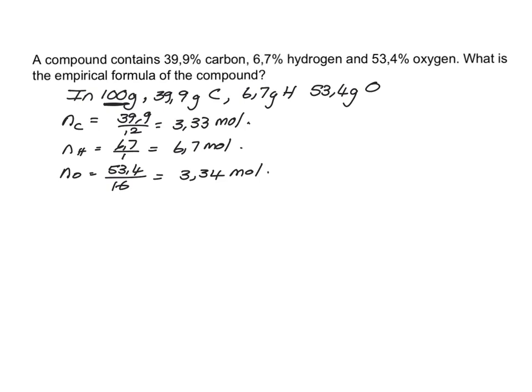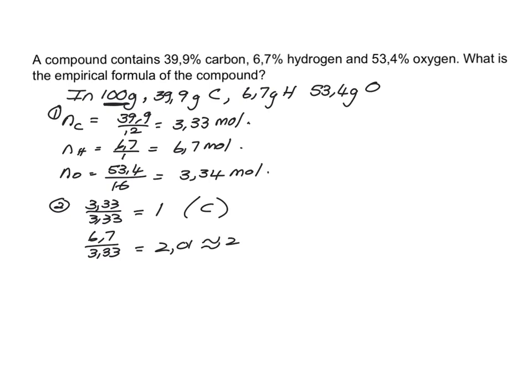So this is our first step over here. So our first step is to calculate the number of moles. The second step is to divide through. So we're going to divide 3.33 divided by 3.33, and you're going to get 1. Right, so that's your carbon. And then 6.7 divided by 3.33, you actually get 2.01, which is almost 2, and that is your hydrogen. And then 3.34 divided by 3.33 is also 1, and that is your oxygen.